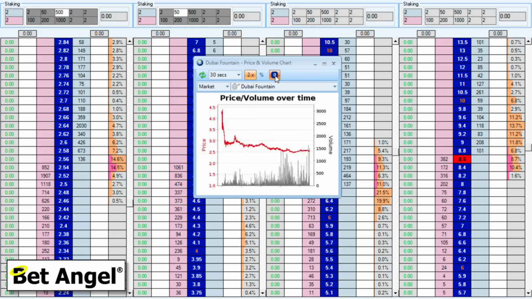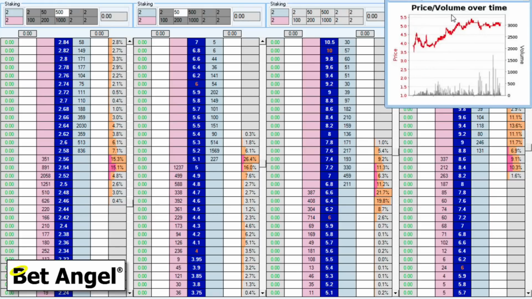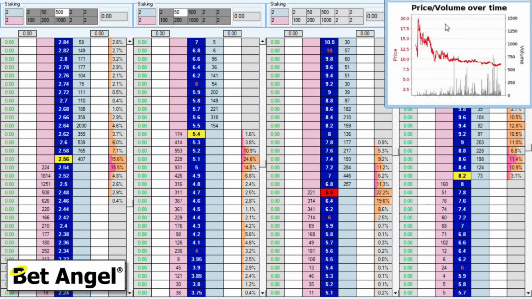So if we look at the charts, you can see on Dubai Fountain that from the opening price there was a fair amount of backing, and the backing has sort of continued inwards but stopped at about 2.5. So that's the interesting point for us. Is it going to break that? Little drift on the second favourite, slight drift on the third, and on the fourth you can see that the price has continued to come in. So that looks like fairly sustained support for that particular runner.